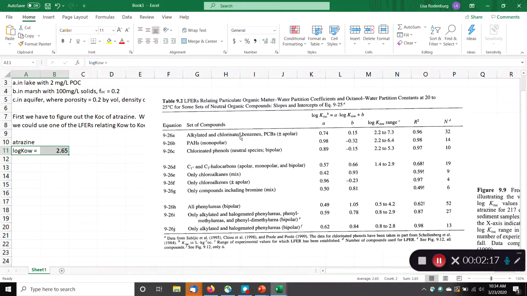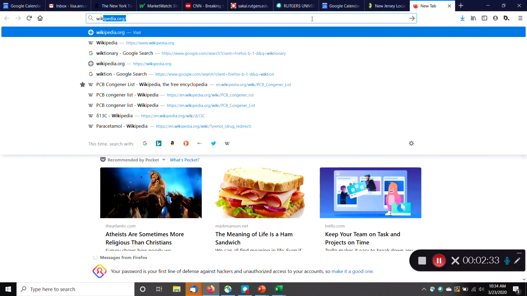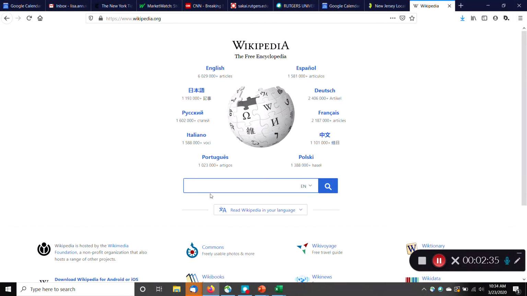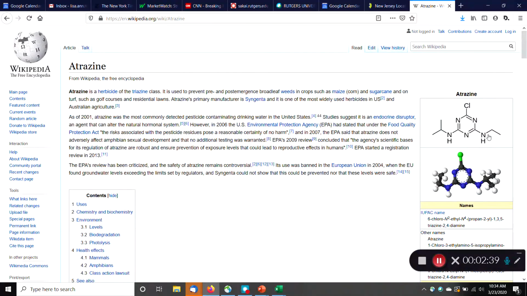Is it an alkylated and chlorinated benzene or a PCB? No. Is it a PAH? No. Is it a chlorinated phenol? No, it is not. What is atrazine, by the way? So we should probably show you the structure for atrazine. I had it up here, but apparently I got rid of it. So let's go to our friend Wikipedia and look up atrazine. So here's atrazine. It's got this cyclic structure, it's got the 2 amino groups, it's got a chlorine. Okay, so atrazine's kind of a funky looking chemical.